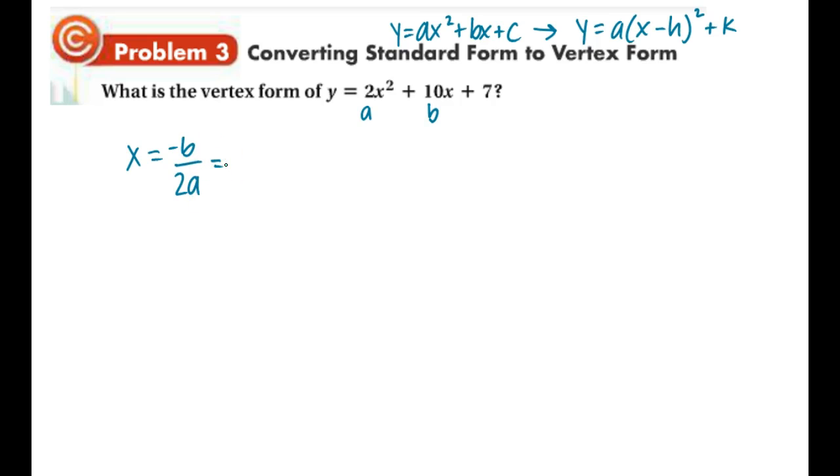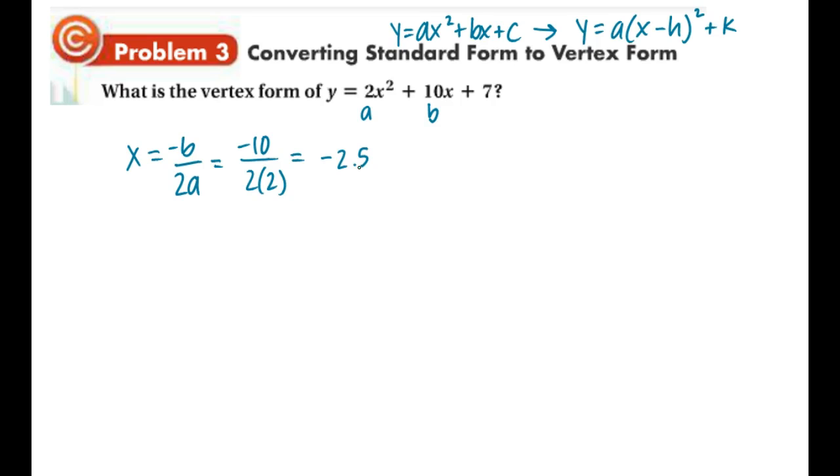And I'm going to substitute in the values of b and a. So we have -10 on top and 2 times 2 on bottom. That is going to reduce to -2.5 when you divide. So that's going to be the x-coordinate of the vertex. That's also the axis of symmetry.